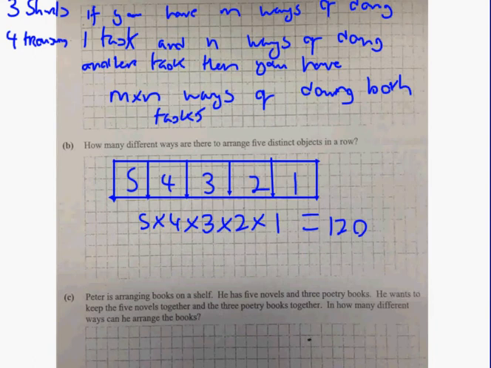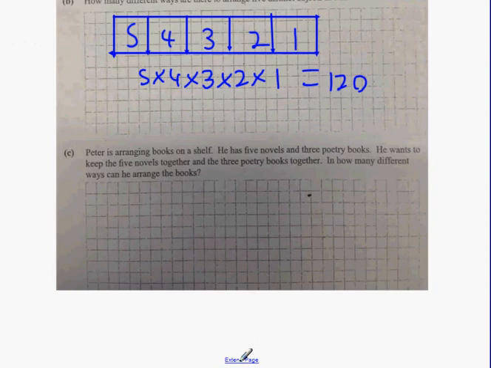Now, next question. This one was tough. Okay? Peter is arranging the bookshelves. He has 5 novels and 3 poetry books. He wants to keep the 5 novels together and the 3 poetry books together. How many different ways can you arrange the books? Now, a lot of people made a really good go at this, but you're just lacking one little part at the end that tripped you over.